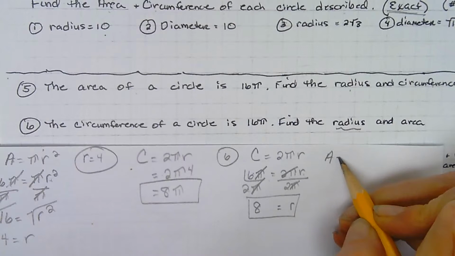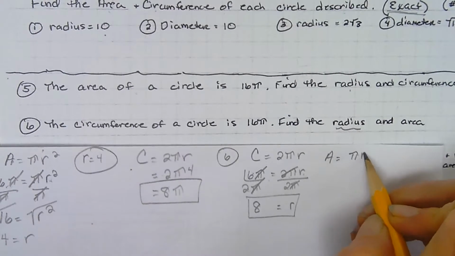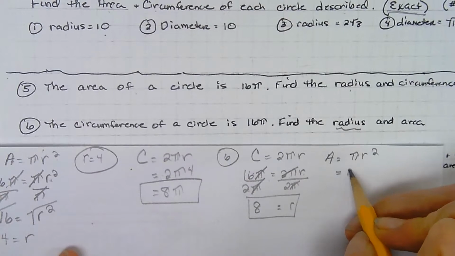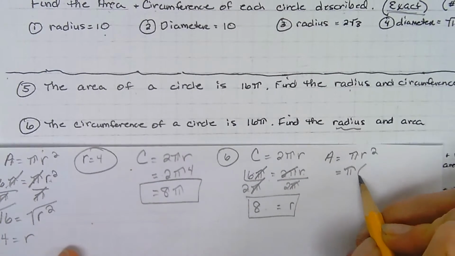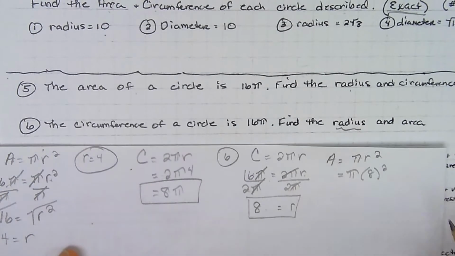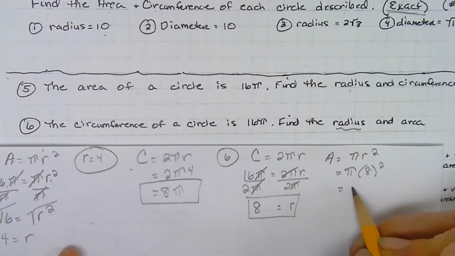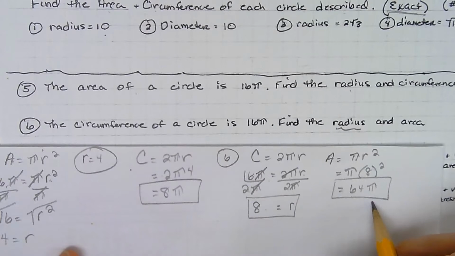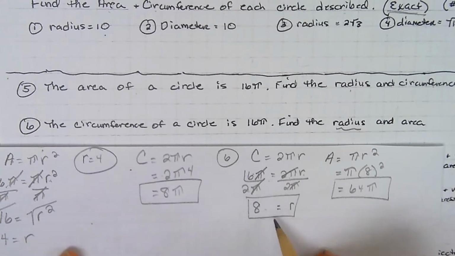The area of a circle is equal to pi times the radius squared. So the area of this circle is pi times 8 squared. That equals 64 pi. So the area of the circle is 64 pi, and the radius is 8.